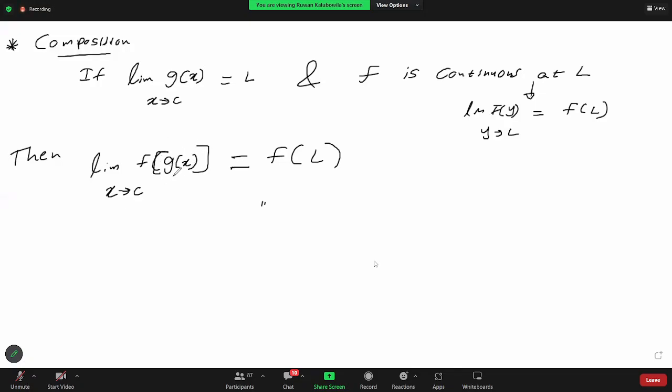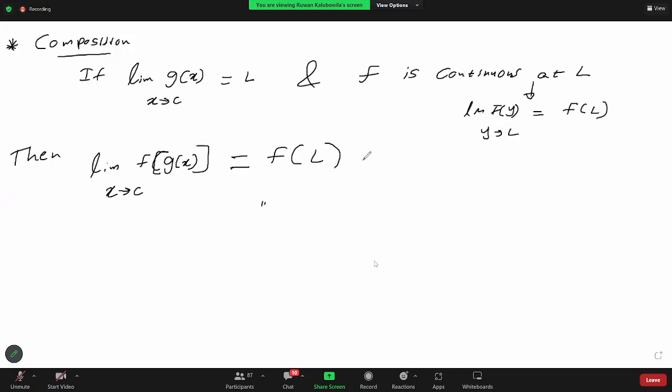So g(x) is also well defined because it has a limit. When x approaches c, it shows L. So what's happening there? Instead of the g(x) function, I can write down here L, no matter, right?